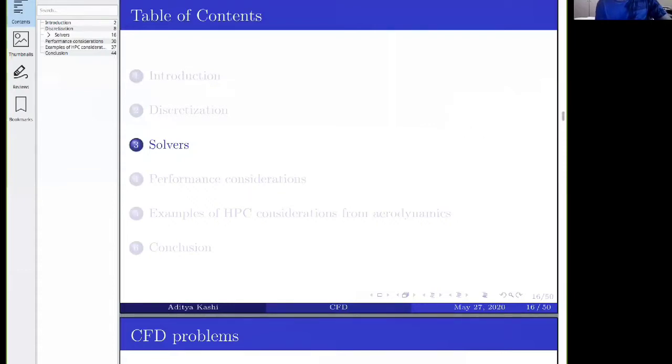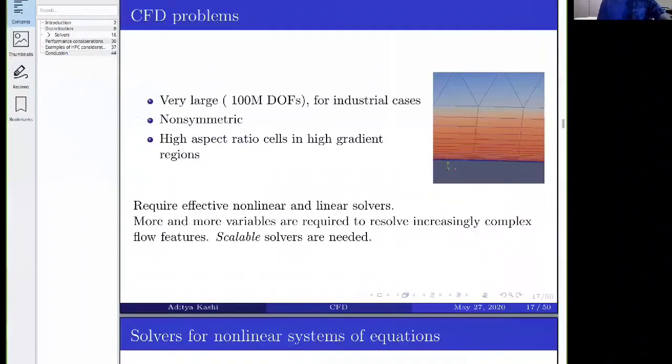I'll now talk about the solvers that we use and what the considerations are for how to solve these discretized equations. So in CFD problems, and in many other problems in computational electromagnetics or, say, financial Black-Scholes equations, in many cases we want to solve large problems. Especially in CFD, in aerodynamics, if we want to simulate an entire aircraft, for example, we may want up to 100 million degrees of freedom, where a degree of freedom is one variable in the grid. That's 1 degree of freedom. So for industrial cases, we typically want tens or even hundreds of millions of variables.